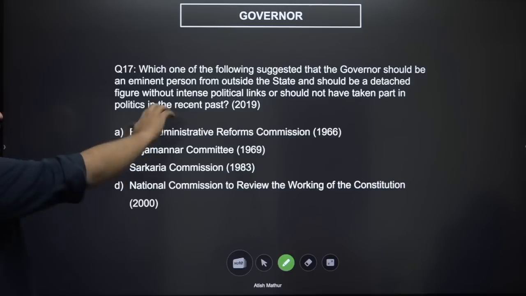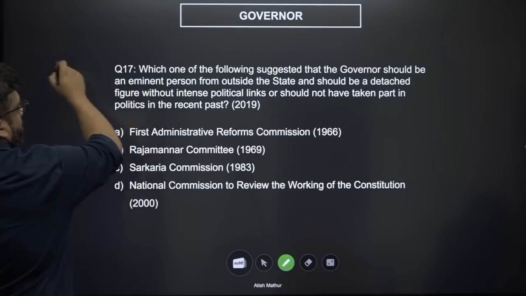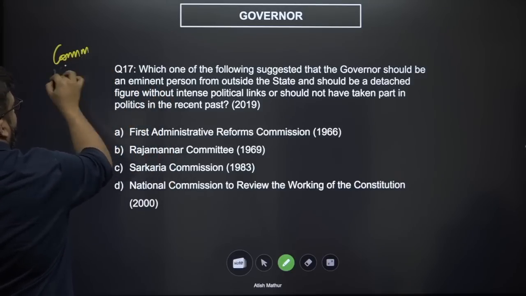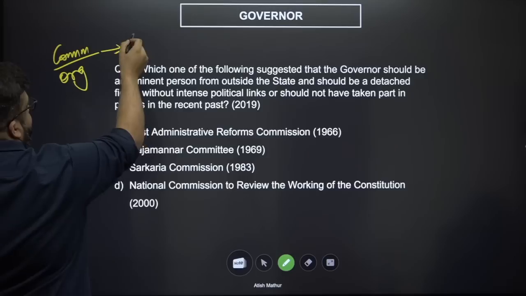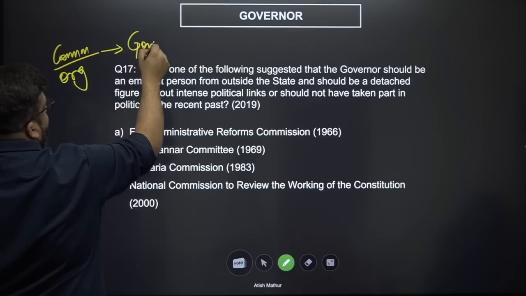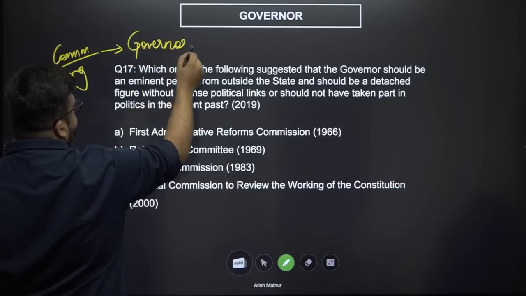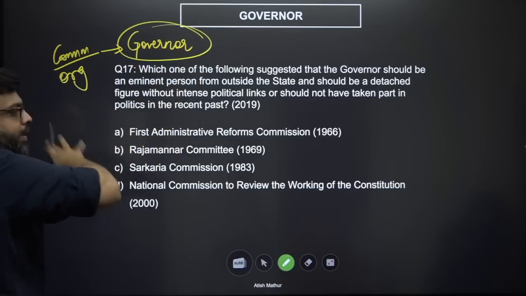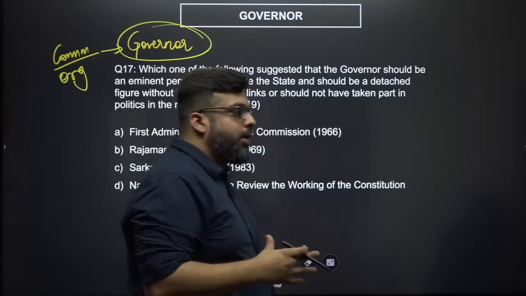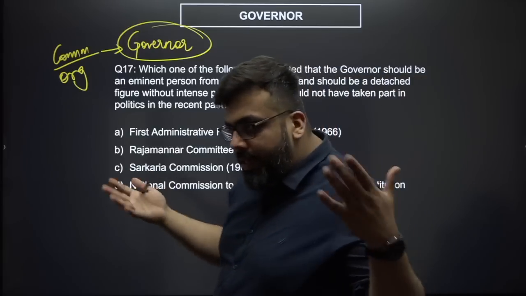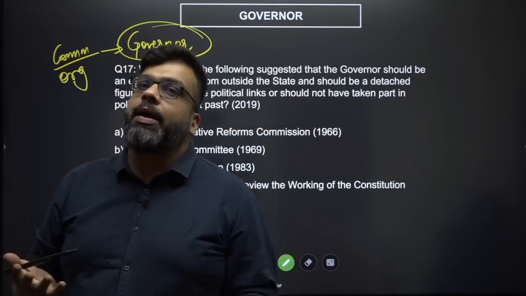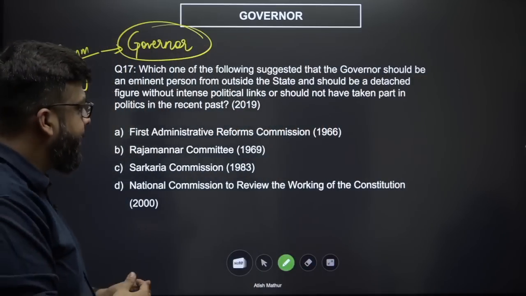Now, think about the context. We're looking at a committee or an organization which would have recommended some major changes to the office of the governor. This has been a major issue, especially around the 70s and 80s when there was the rise of regional parties to a point of no return.